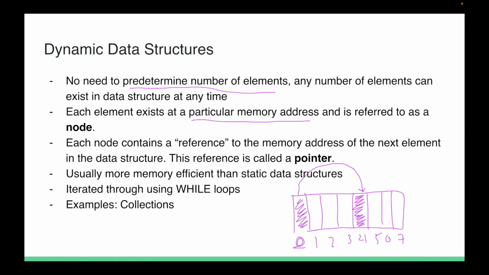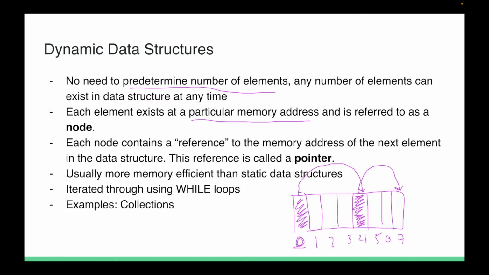And there will be some information there as well. What that means is that when we're iterating through a dynamic data structure, we're going to go to 0. Then next we have a pointer to 4, so we're going to go to 4, and then we're going to go wherever else that particular node at 4 points to.